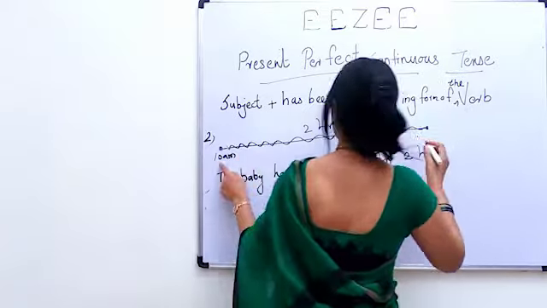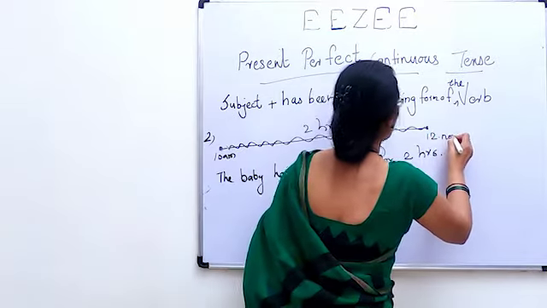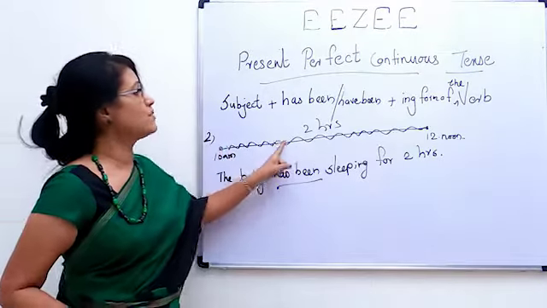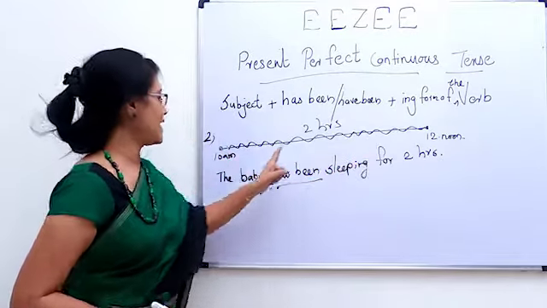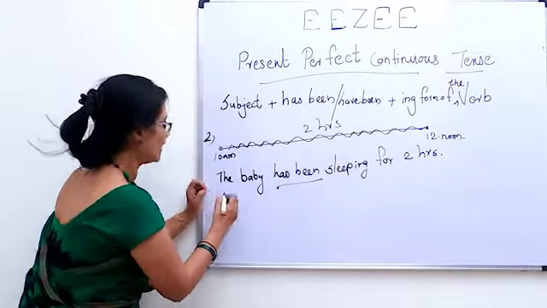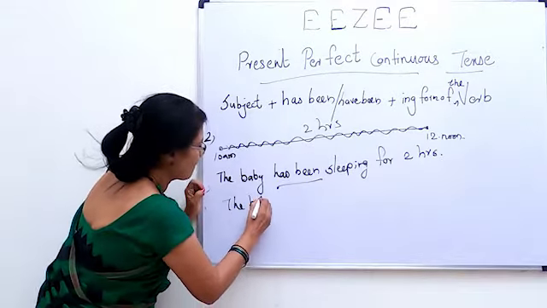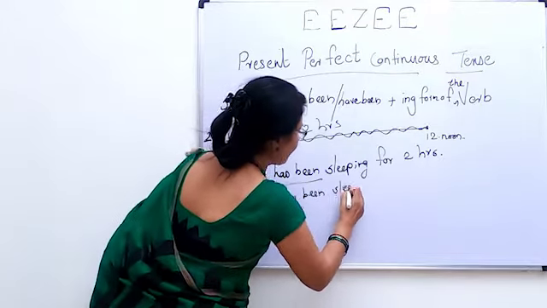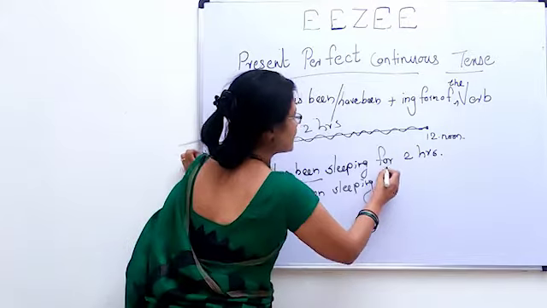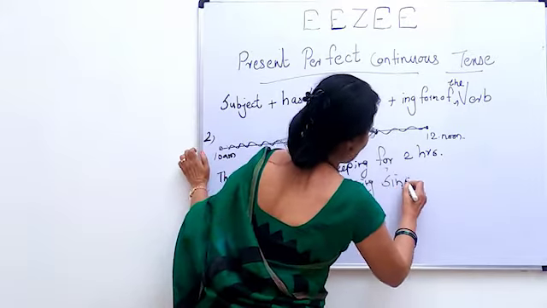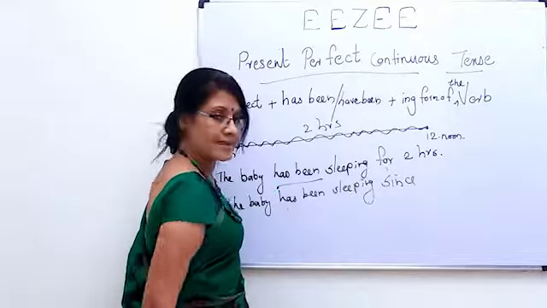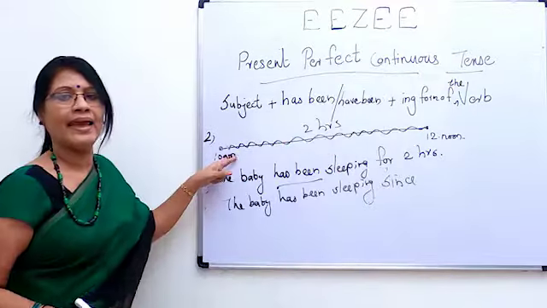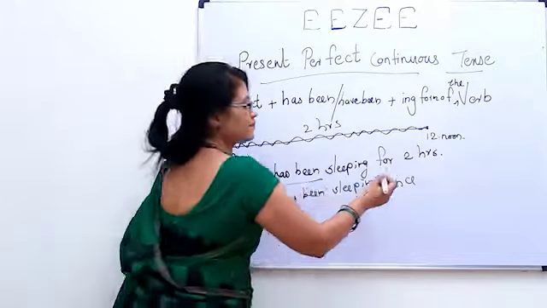Now the time is 12 noon. Look here, the baby has been sleeping for 2 hours, or we can say the baby has been sleeping since 10 a.m. I will explain the use of for and since later.